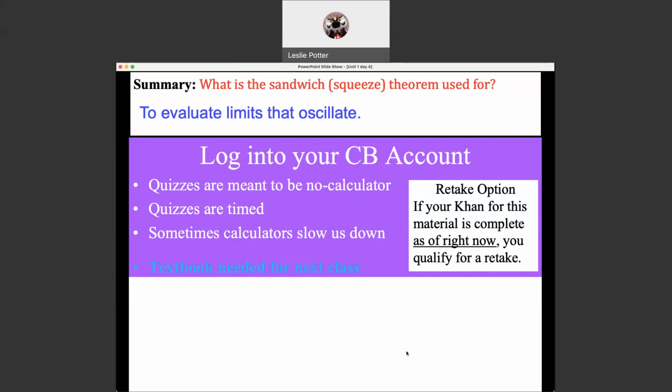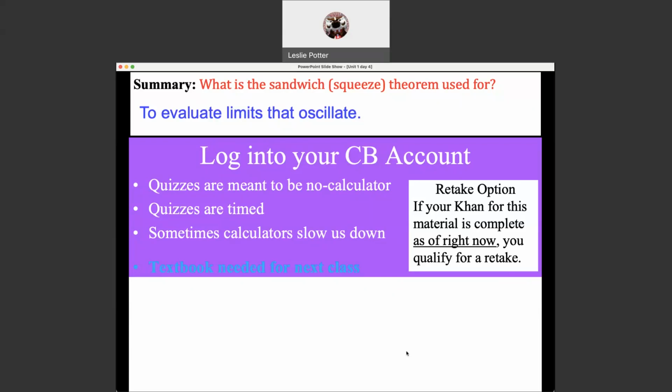So let's talk about the retake option. The retake option applies if you're current in all your con. So if you have all the con done, you don't have to have the squeeze theorem con done because you're just learning that. But if you have all the con done through day 3, that would be the single assignment, the assignment of 8, and the assignment of 5, then you qualify for a retake. Okay. If something drastically goes wrong, you can take that retake whenever you want. Okay. If you get your score and you're like, I really am not satisfied with it, you could take the retake right away if you wanted to. Okay. So any questions about that?